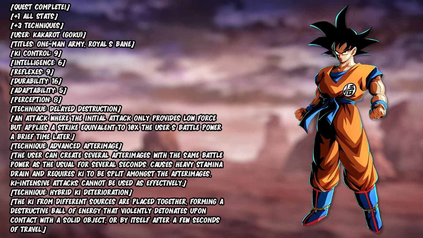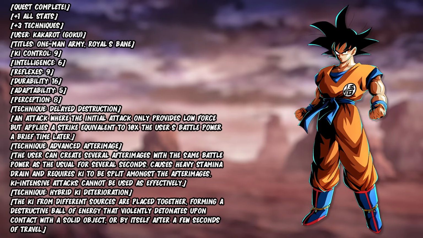Technique, Delayed Destruction, an attack where the initial attack only provides low force but applies a strength equivalent to 10 times the user's battle power a brief time later. Technique, Advanced After Image. The user can create several after images with the same battle power as the usual for several seconds. Causes heavy stamina drain and requires ki to be split amongst the after images. Ki intensive attacks cannot be used as effectively.